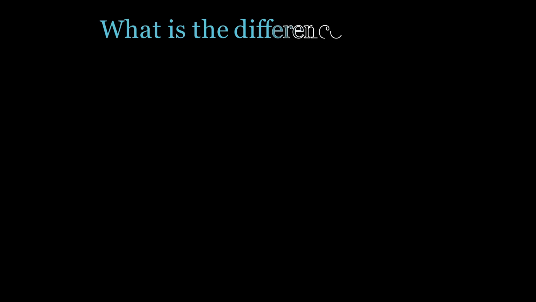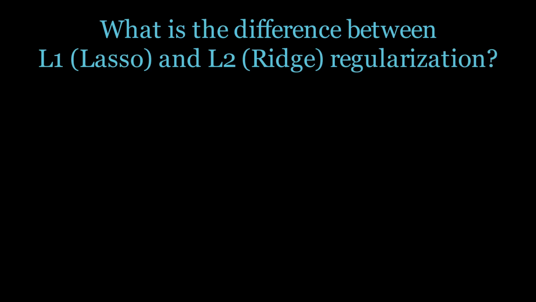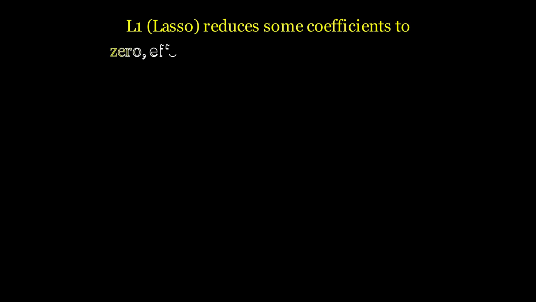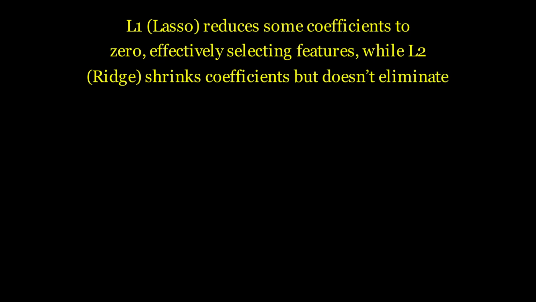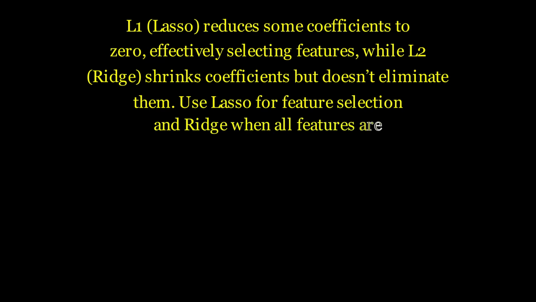What is the difference between L1 lasso and L2 ridge regularization? L1 lasso reduces some coefficients to 0, effectively selecting features, while L2 ridge shrinks coefficients but doesn't eliminate them. Use lasso for feature selection and ridge when all features are important.